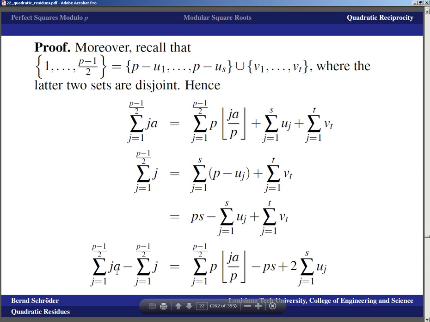And so now we just add the first line and this second line here. We get the sum of the ja's minus the sum of the j's. Okay, we subtract, not add. So this one minus that one on the left is this one minus that one on the right. So we get that this is the sum of p times the greatest integer below ja over p, minus p times s. Sum uj minus sum uj is 2 times the sum of the uj. Sum vj minus sum vj is 0. And of course, those should be i's here, just like on the other slide. Let me fix that real quick.